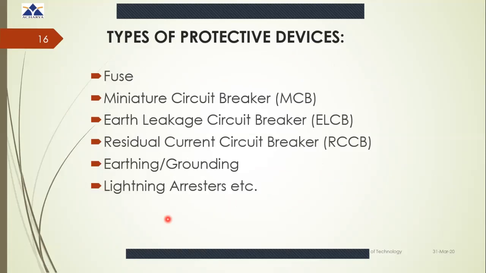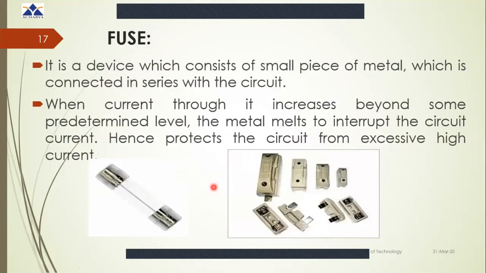So what are the types of protective devices? The first protective devices: fuse, miniature circuit breaker or MCB, earth leakage circuit breaker ELCB, residual current circuit breaker RCCB, earthing or grounding, lightning arresters. Let us now understand in detail about fuse and miniature circuit breaker.